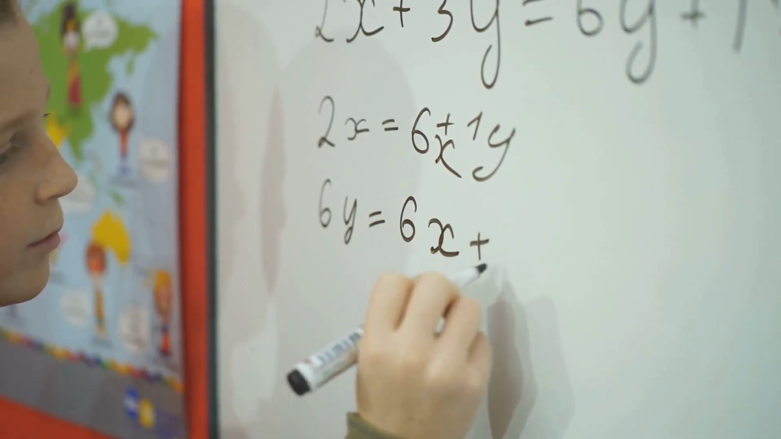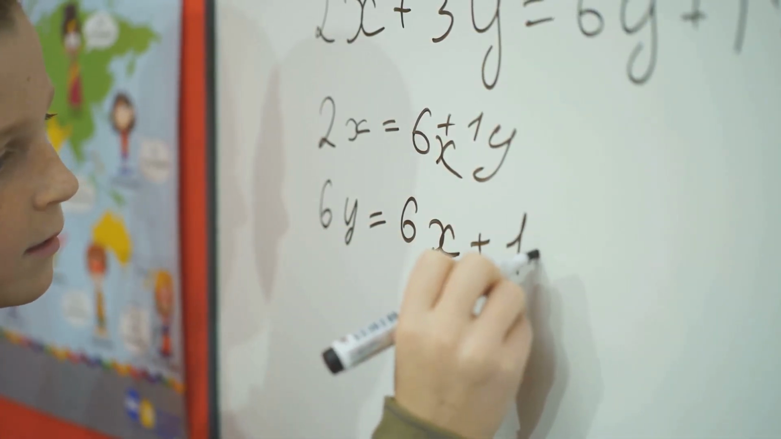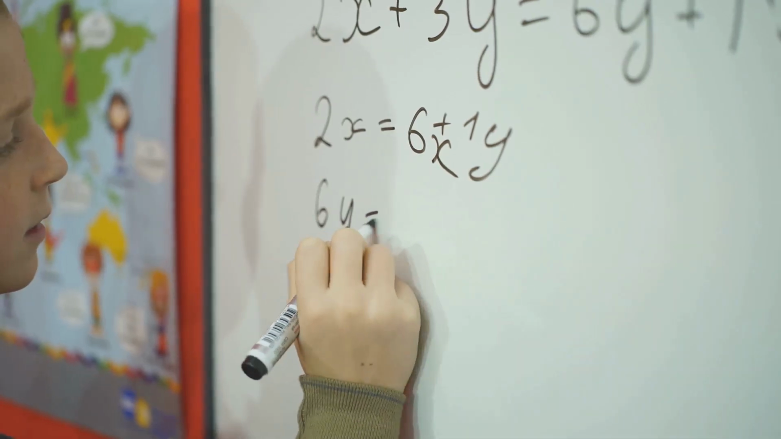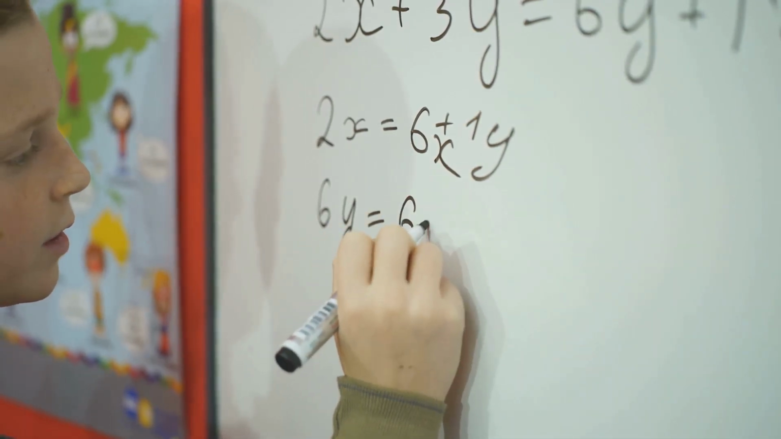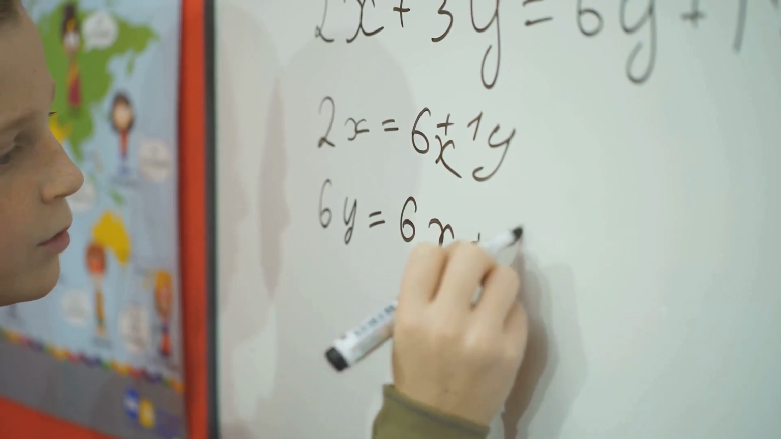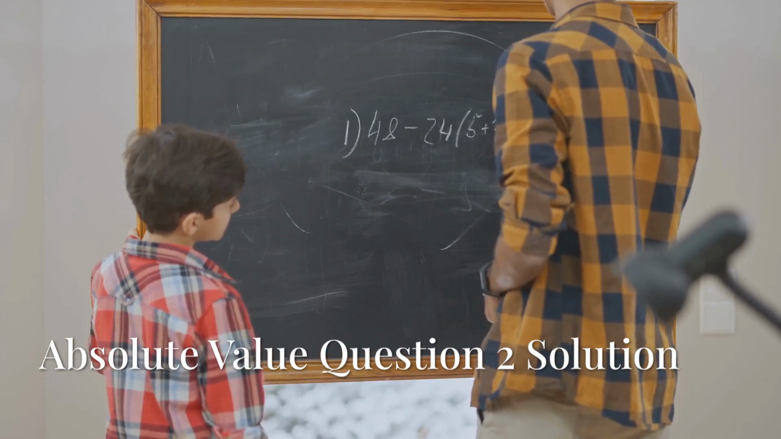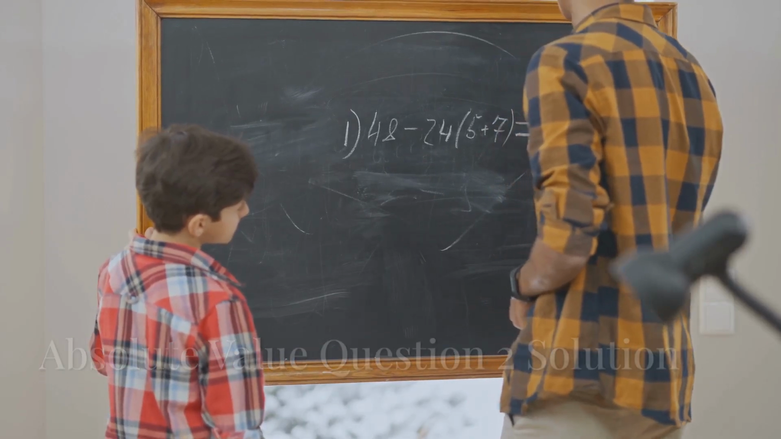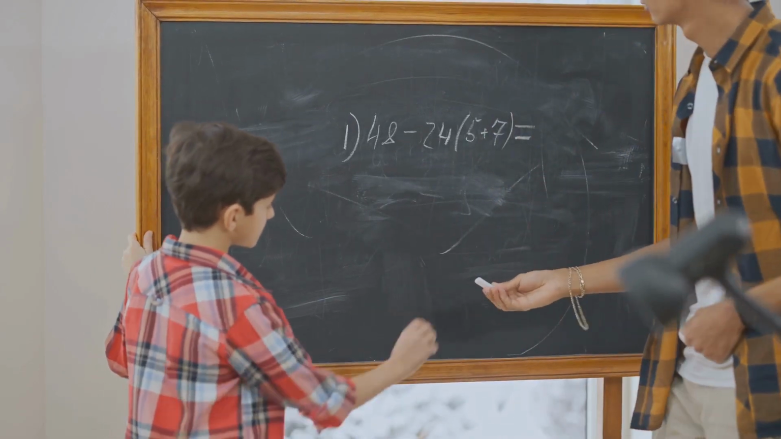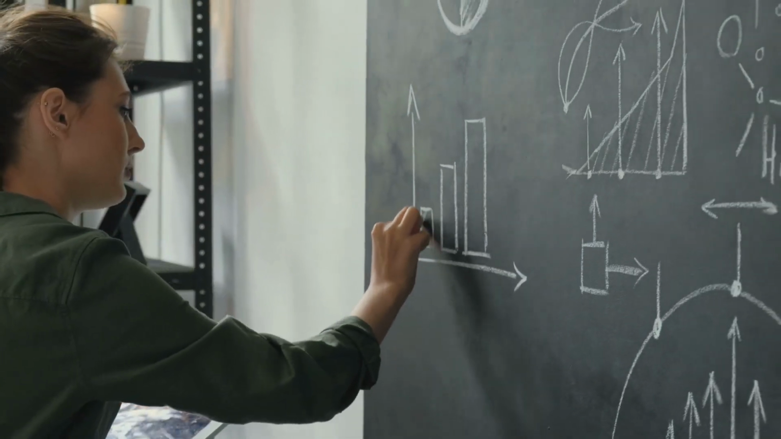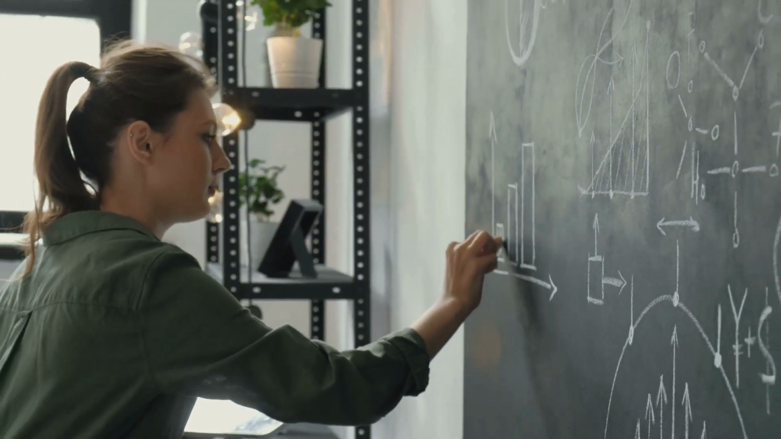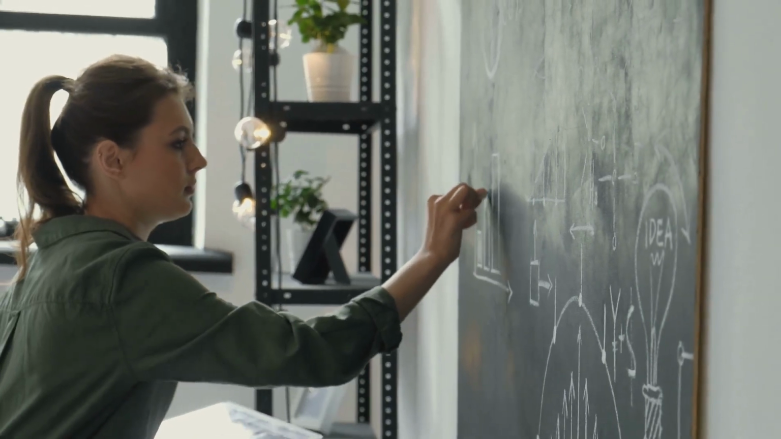Question 2. Determine the absolute value solution for the equation. The absolute value of 3x minus 7 equals 11. What are the possible values of x? To solve the equation, the absolute value of 3x minus 7 equals 11, we need to consider the two cases that arise from the definition of absolute value.